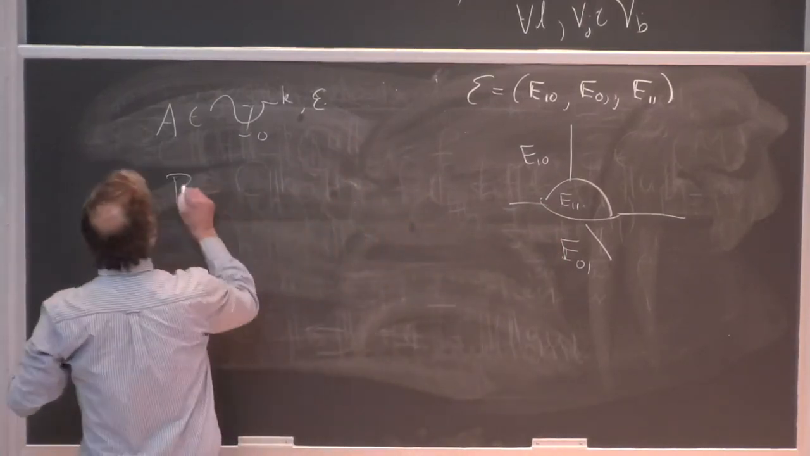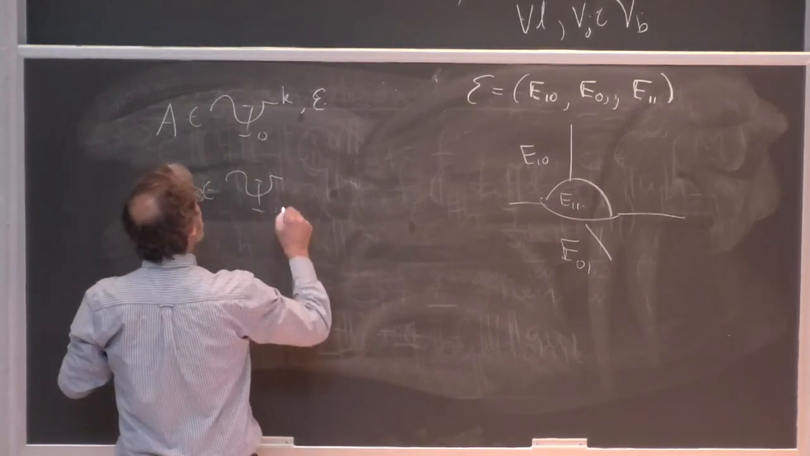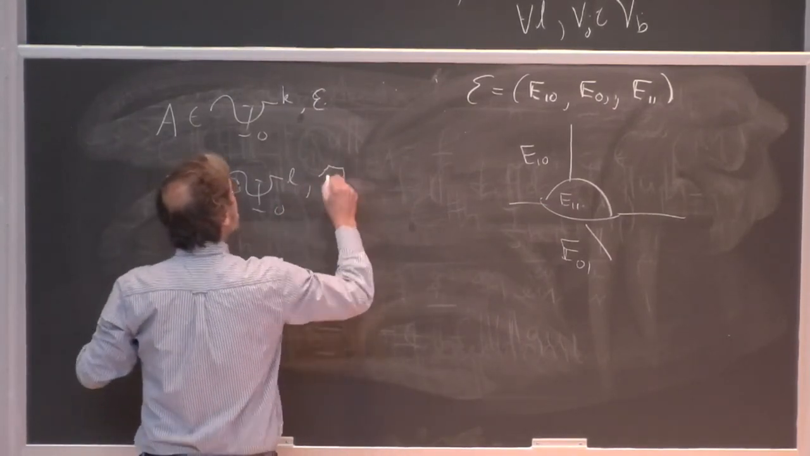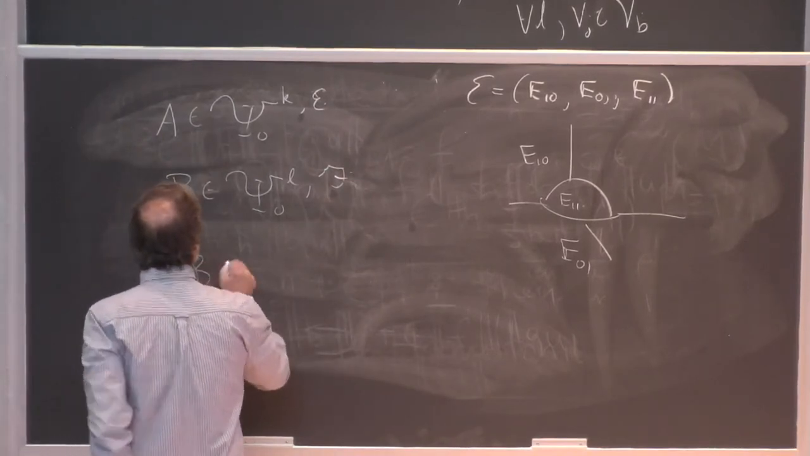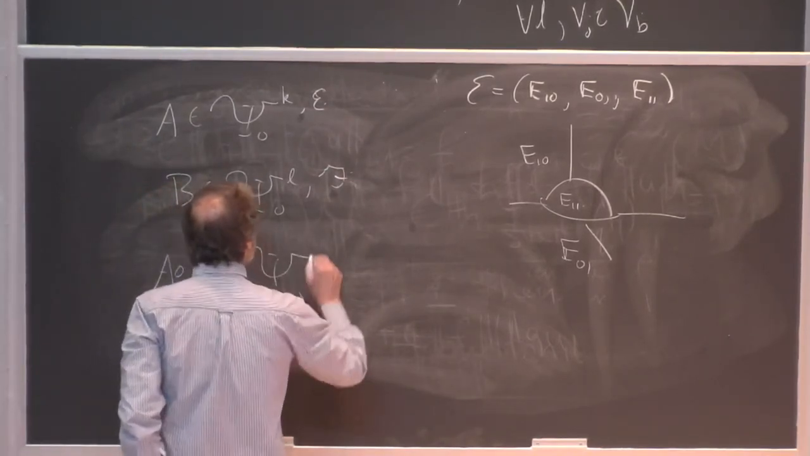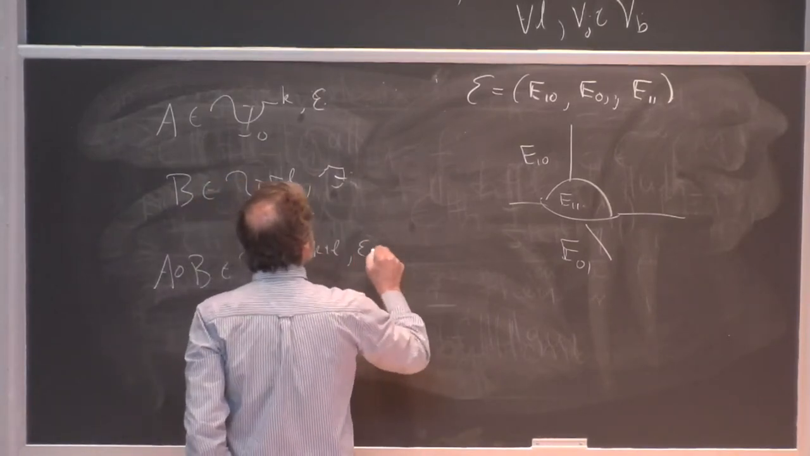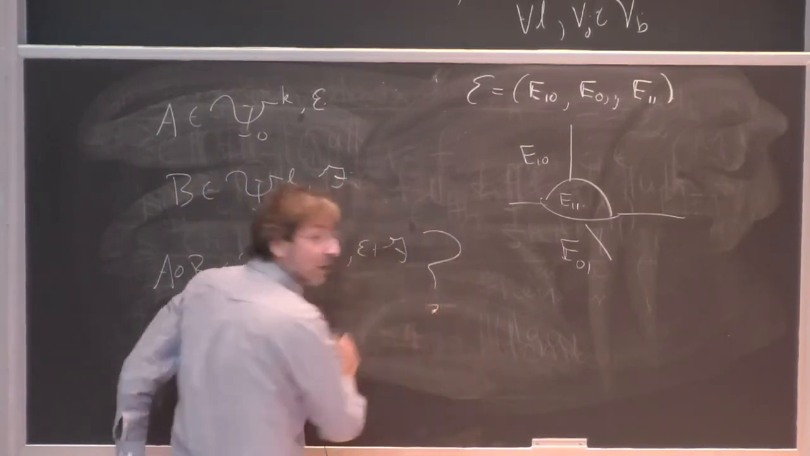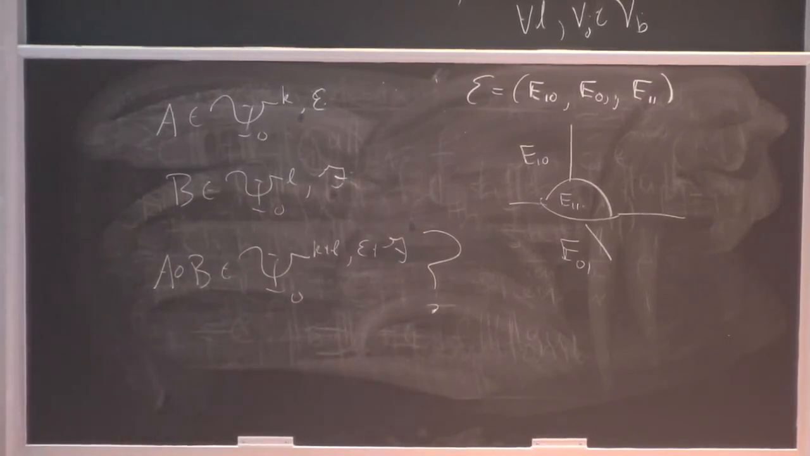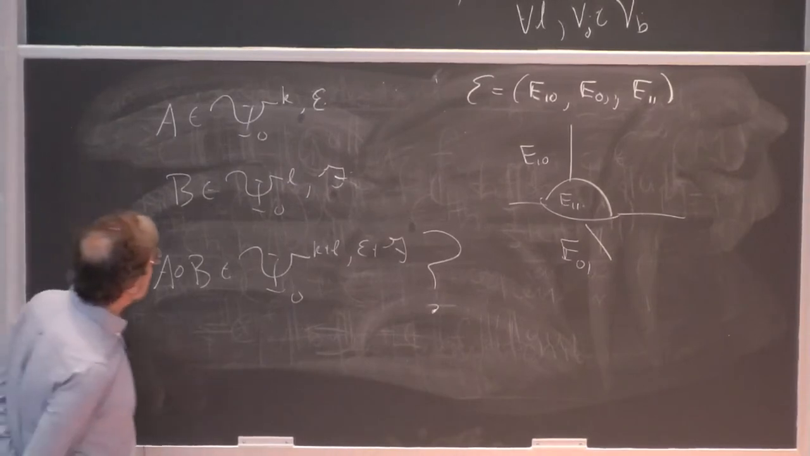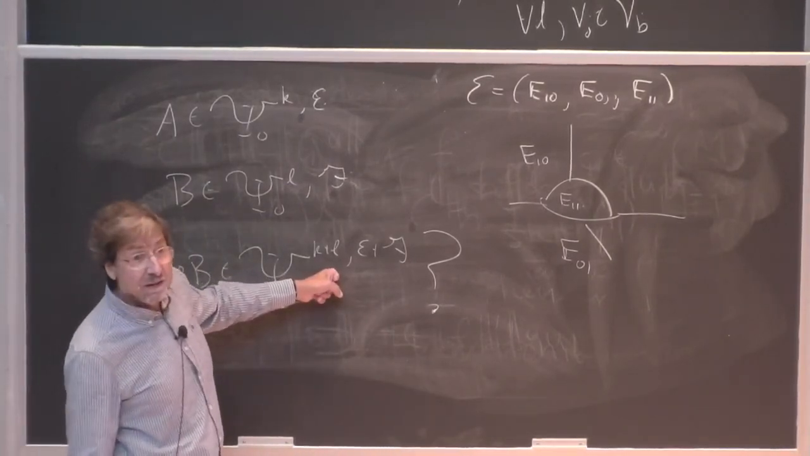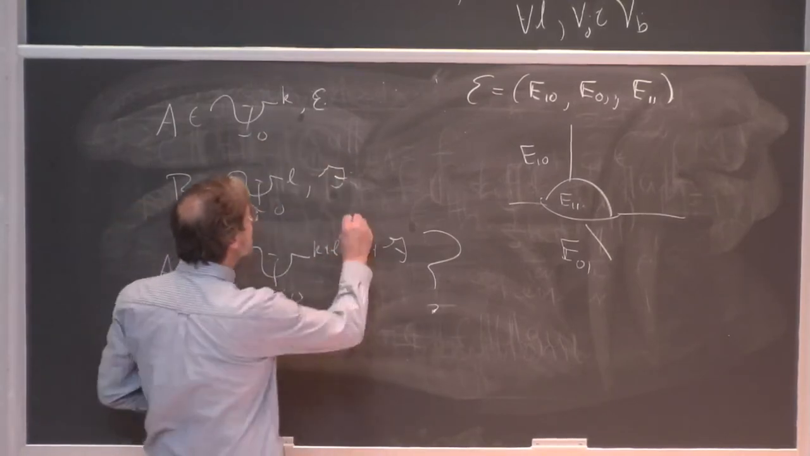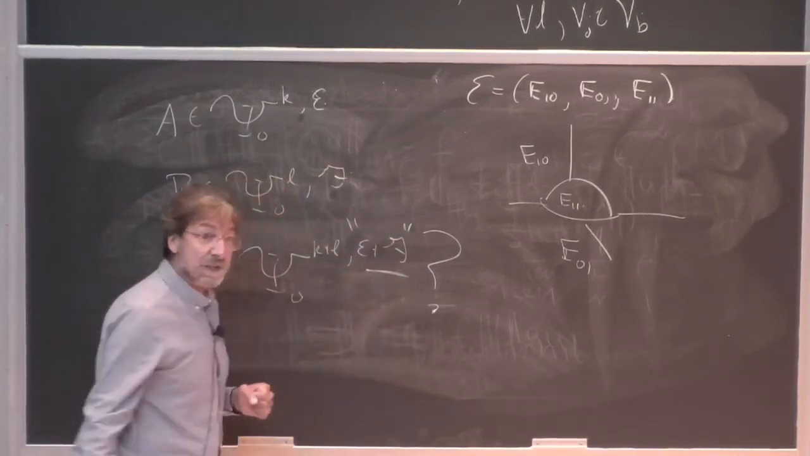If I have a B which is in Psi^{0,L} with index set F, what's the most natural thing in the world? That A composed with B should be in Psi^{0,K+L} with index set E plus F, question mark. That's what I'd like to prove. Now, that's kind of true, but not quite. Clearly for differential operators, orders have to add, but E plus F needs to be modified quite substantially.